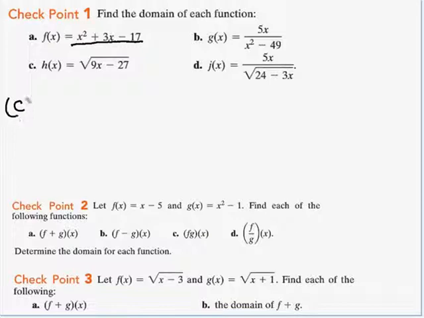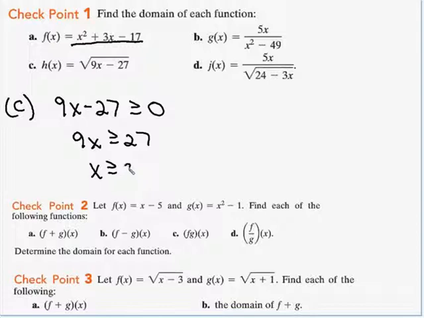Letter C, no division, but we do have a radical, an even indexed radical. So I'm going to take what is under the radical and set it greater than or equal to 0. I will add 27 to each side and divide by 9. x must be greater than or equal to 3. Any number less than that, and you'll get a negative under that radical.